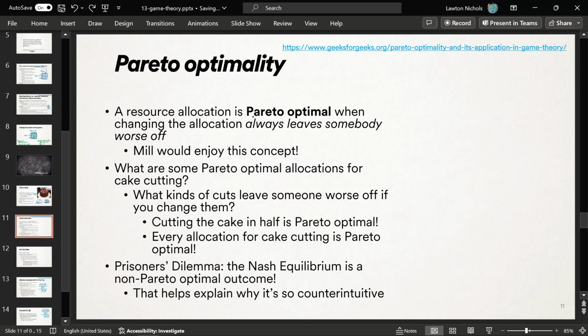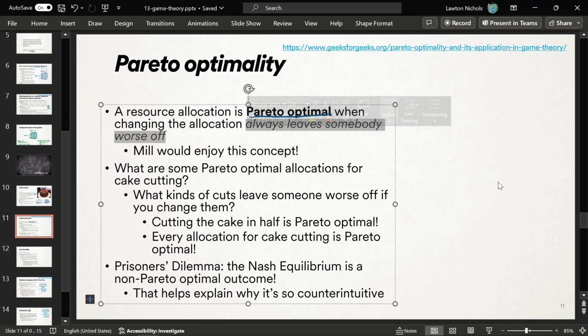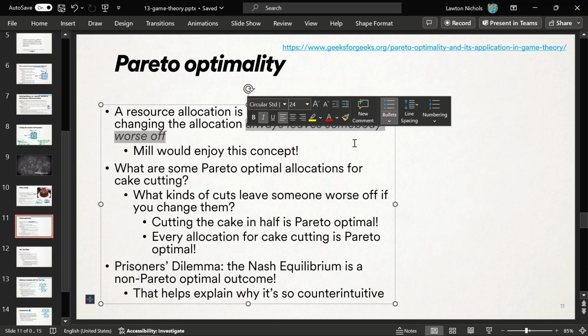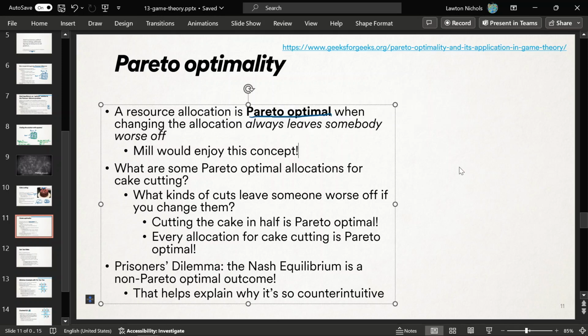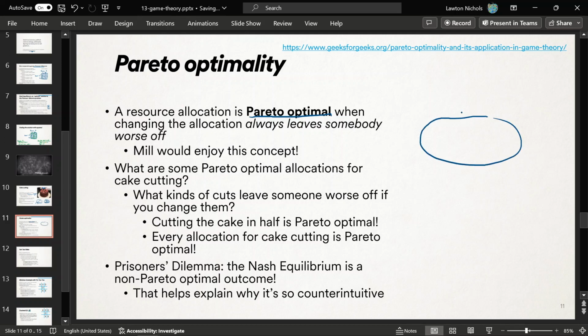A resource allocation is called Pareto optimal if, and this is a weird definition, you were to change that allocation, if you were to change the way you cut the cake, for example, and handed out the cake to people, it will always leave somebody worse off. It's a very utilitarian kind of idea, I would say. So what are some Pareto optimal allocations for cake cutting? You ask which kinds of cuts of cake would leave somebody worse off if you changed them.